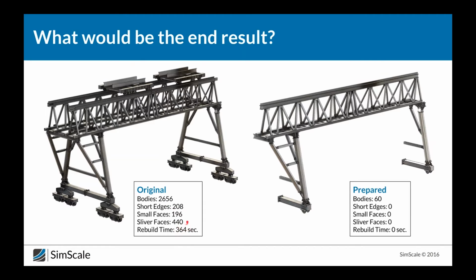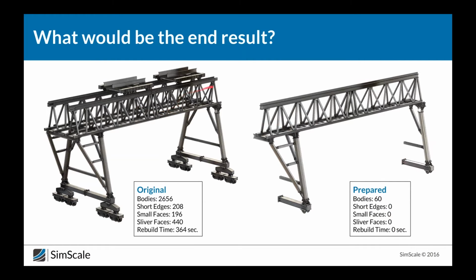I've got a fairly substantial computer, and my computer struggles with this model because it has quite a lot of detail. Whereas in the simplified version, there's only 60 bodies, there's no problematic geometry, and it has no features to rebuild, so it's quick to work with.